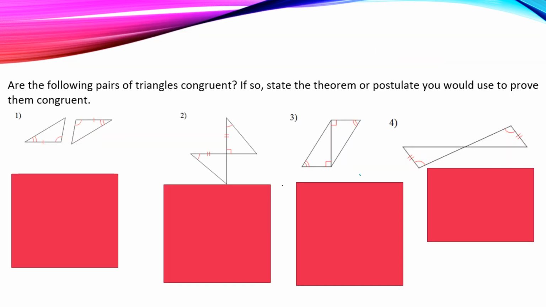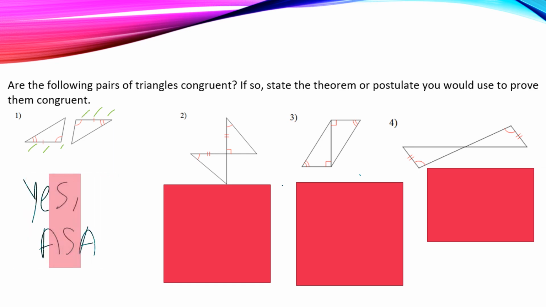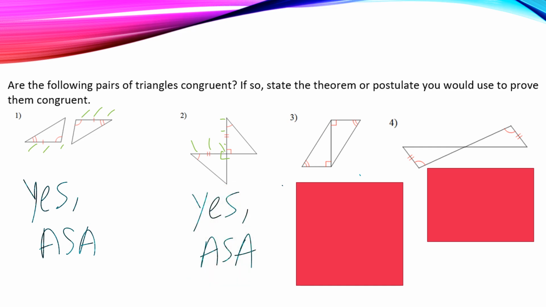So then we're going to go through here. Are the following pairs of triangles congruent? If so, state the theorem or postulate you would use to prove them congruent. For number one, we have angle, side, angle, angle, side, angle. So yes, those two would be congruent by angle, side, angle. Number two, again, these are 90-degree angles, right? If this is 90 degrees, the other side is also 90 degrees because they are vertical angles. And vertical angles are congruent, 90-degree angles are congruent because 90 degrees always equals 90 degrees. So again, we have angle, side, angle, angle, side, angle. So this would be congruent by angle, side, angle as well.